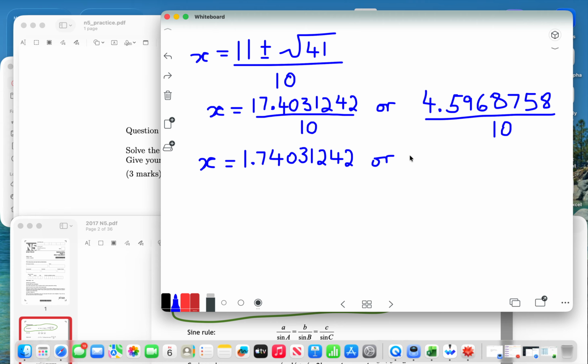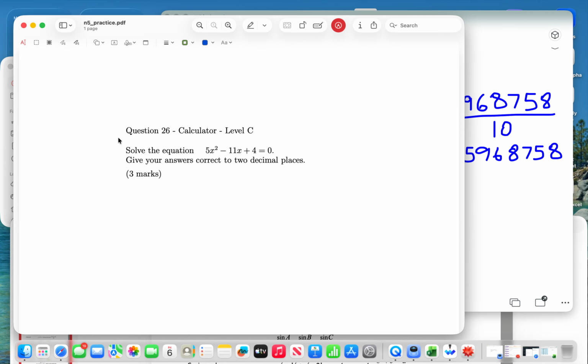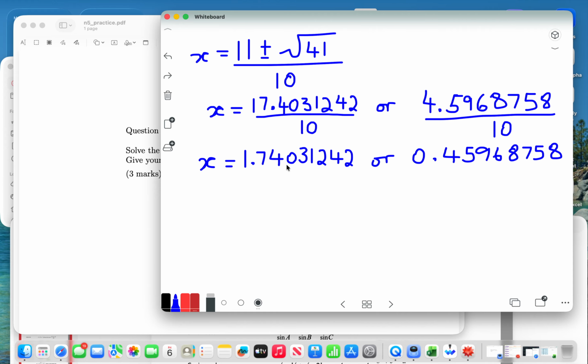We also get the solution of 0.45968758. We have to give the answer to 2 decimal places. So start with this one first. Count 2 decimal places in, and the digit to the right is 0, so we round it down to 1.74.